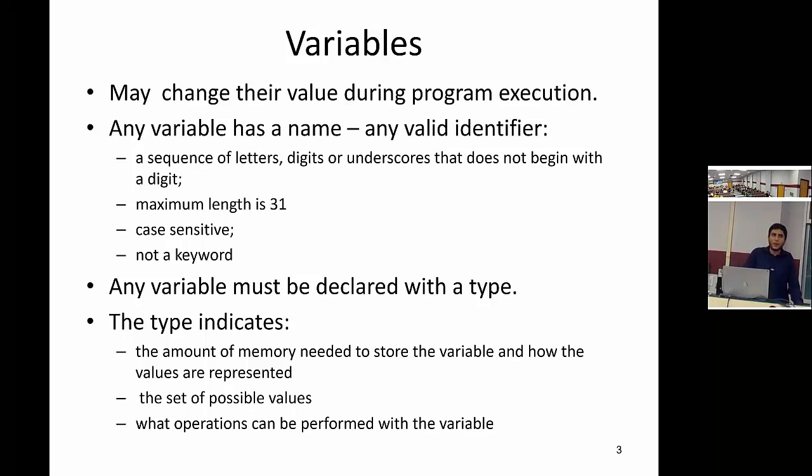So one purpose of having a type, and we already mentioned this before, is the amount of memory needed to store this variable. As we will learn later in this lecture, having a variable of type int would require, for example, 4 bytes. A float might also be 4 bytes in some systems. Let's say a double would require 64 bits or 8 bytes. A character, on the other hand, is just 1 byte.